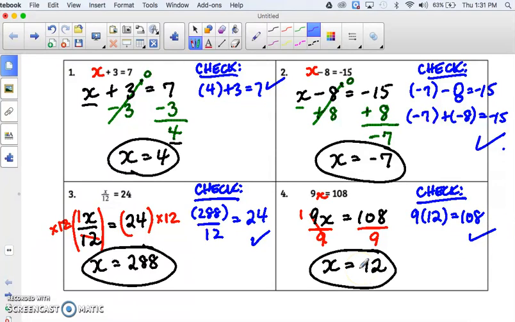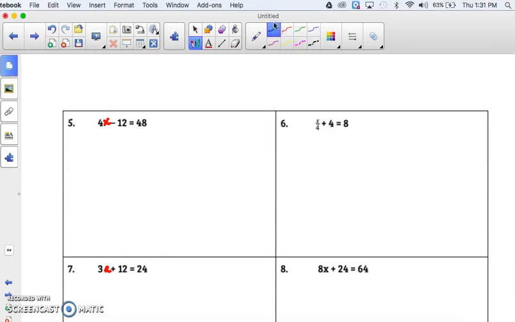Okay, with number 5, we have a two-step equation, and I think I'll only have time to do number 5 with you, so I encourage you to do the rest on your own. Now, in approaching a two-step equation, there's a couple of things you have to remember. So I'm going to recopy 4x minus 12 equals 48.